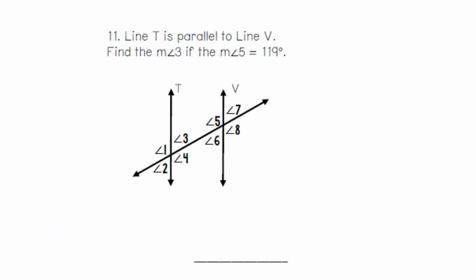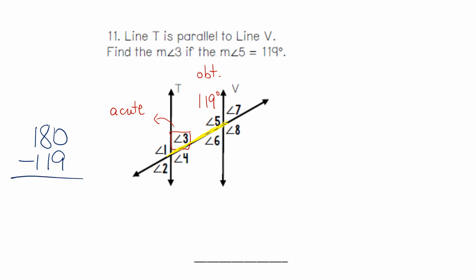Number 11, line T is parallel to line V. Find the measure of angle 3 if the measure of angle 5 is 119 degrees. Angle 5 is obtuse. Angle 3 is acute. So when you have an obtuse and acute, that is forming a straight line or a supplementary angle. This is your straight line right through here. They are supplementary, so we know supplementary angles add up and equal 180 degrees. So we would take our 180 and subtract the 119 for angle 5, and that would give me 61. So that lets me know that the measure of angle 3 is 61 degrees.